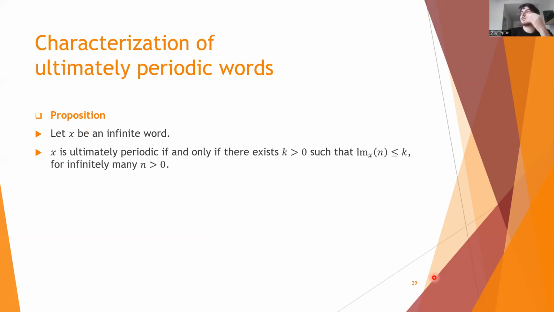So, as we have seen in the first example, we can derive this characterization for ultimately periodic words. So let us consider X as an infinite word. We have that X is ultimately periodic if and only if there exists K, such that the leftmost complexity is upper bounded by this K for infinitely many n.